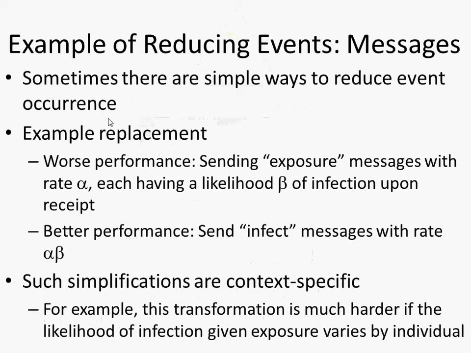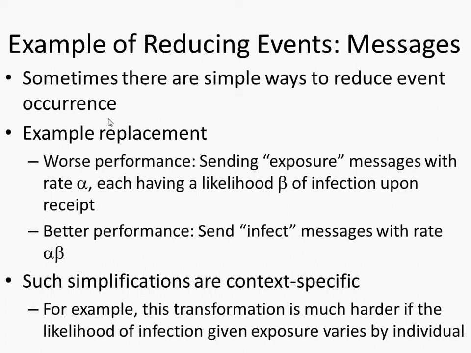So a better performance here is, rather than having these exposure messages sent at rate alpha, say 10 per day, each having a likelihood beta, say beta is 0.1, instead you could send infect messages with rate alpha times beta, so 10 per day times 0.1, or 1 per day infect messages. Mathematically, it'll yield equivalent results with a lot fewer messages. So these types of simplifications are context specific.